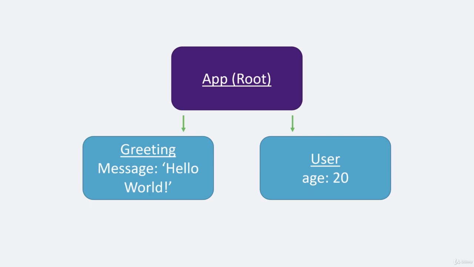The question is, how do we send the age to the greeting component when it's stored inside the user component? The solution may be to send the data over to the sibling component, but that's currently not possible. Vue doesn't offer a way for components to send data to their siblings. If it isn't possible to send data to sibling components, then how do we share data?